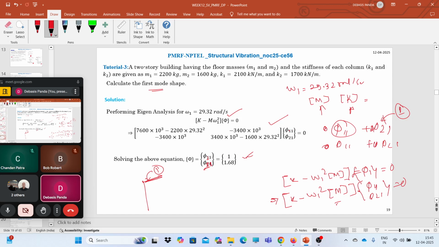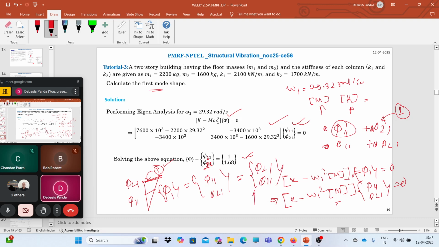To solve this you can use this, and after that you just need to look at the options for how they actually express it. Phi 1 can be expressed like this: either I can write the ordinate phi 1 1 first and then phi 2 1, or I can write phi 2 1 and then phi 1 1. Both actually represent the first mode. Got my point? So you should be careful with the options, how the structure of these modes is given. Clear?